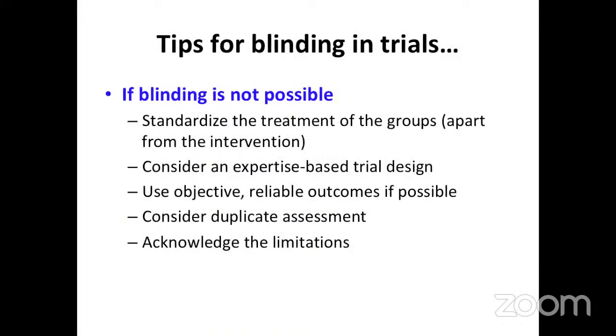If blinding is not possible, in certain places, for example, you are trying to test 2 different devices and the person has to be there when the device is there, in such a situation you can standardize the treatment of the groups, or you can use an objective measure, or consider an expertise based trial design. Sometimes you can use an objective or reliable outcome. Sometimes you can also acknowledge it as a limitation of your study.